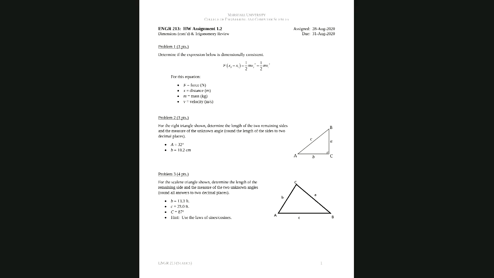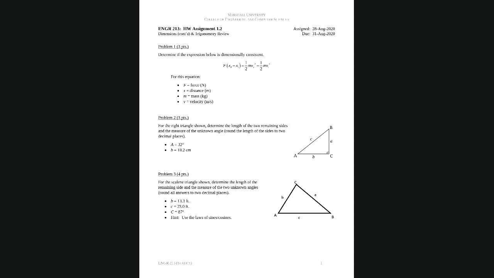Right now, what's going to come up is the trig. So I'm going to pull up the homework assignment. Here's the homework assignment, and I've given you two problems. Problem 2 is a right triangle, and problem 3 is a scaling triangle, and I've given you some data. I just want you to solve for the rest of the triangle. In problem 2, I gave you one of the angles and one of the sides. I want you to give me the other two sides and the other angle.